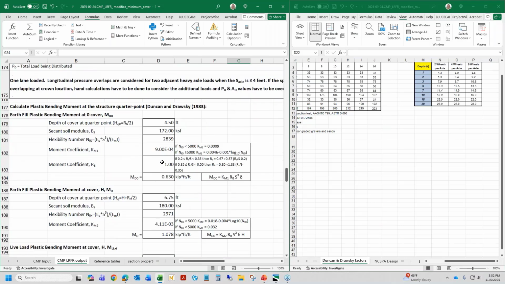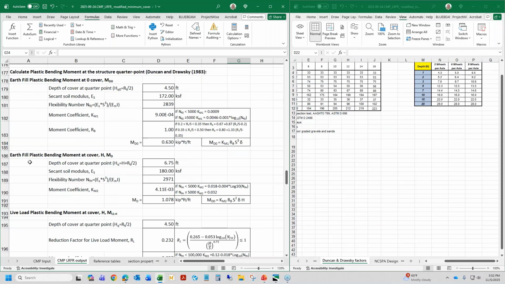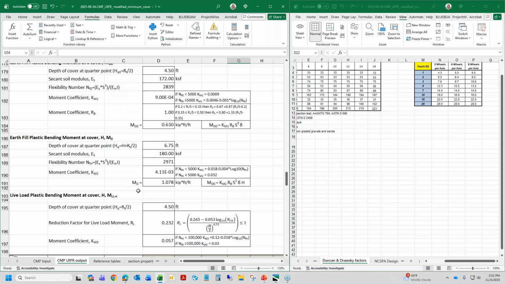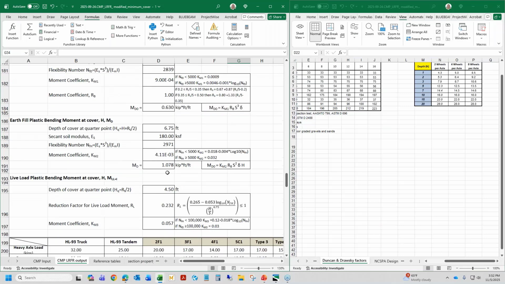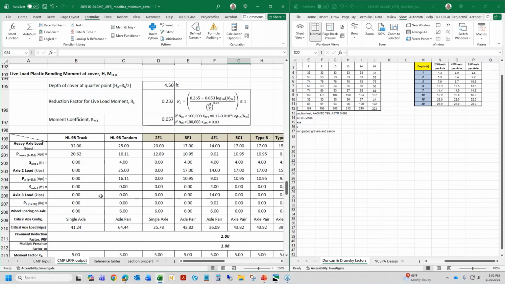So the way it works is we figure out what is the earth moment. And from that, we then add the bending moment for live load. And from that, we end up with, again, we look at whether there is interaction between the different axles.